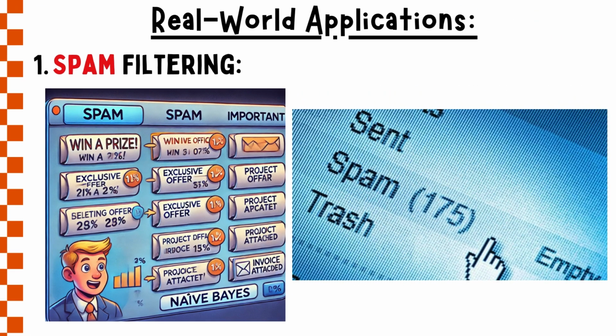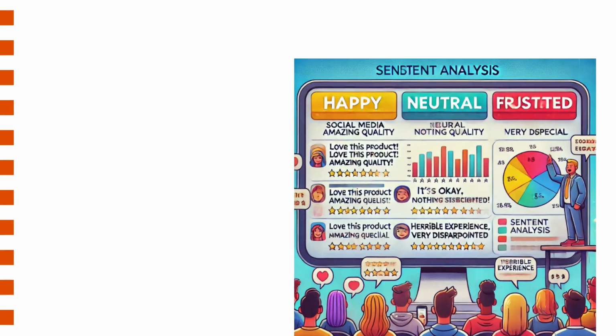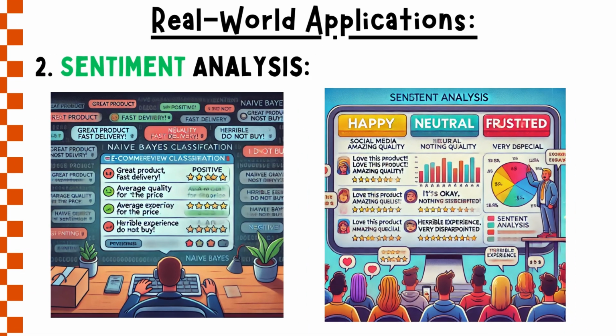Real-world applications. Naïve Bayes is widely used across industries. Here are some real-world applications. Spam filtering. Email services like Gmail use Naïve Bayes to classify emails as spam or not spam based on keywords and sender reputation. Sentiment analysis. Companies analyze social media posts and customer reviews to determine if feedback is positive, negative, or neutral.